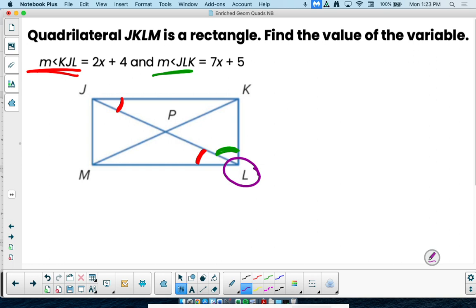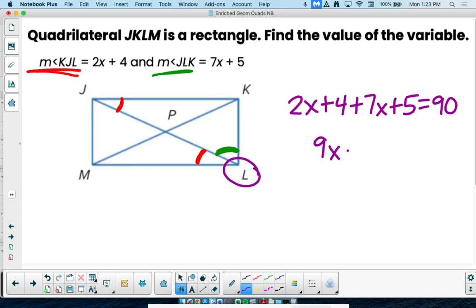Good job. So 2x plus 4 plus 7x plus 5 equals 90. There should be a whole number unless we did it wrong earlier. I get 9.